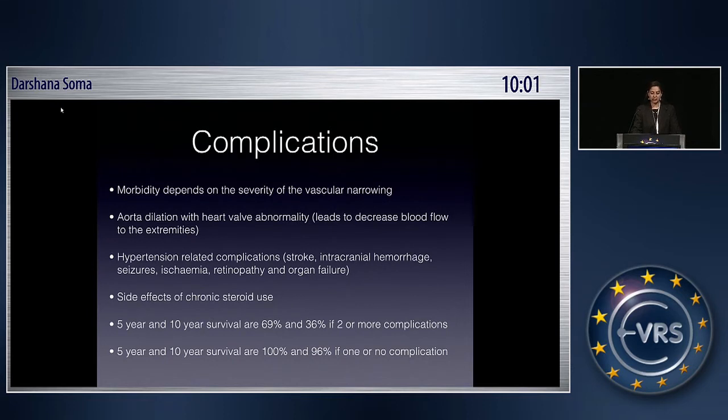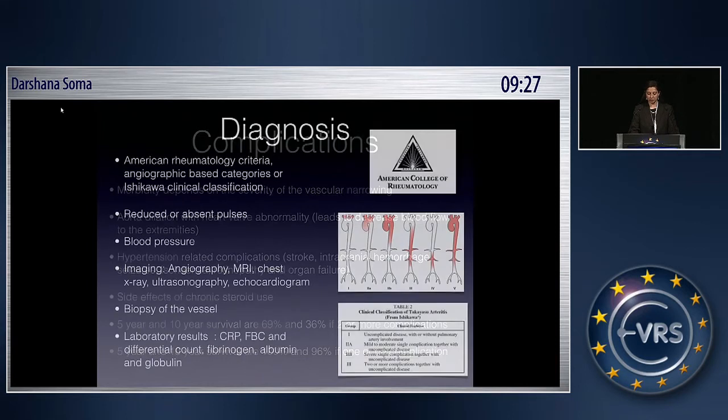The aorta dilation with heart valve abnormality leads to a decrease in blood flow to the extremities. Hypertension-related complications may include a stroke, intracranial hemorrhages, seizures, ischemia, retinopathy, and organ failure. The side effects may also be due to chronic steroid use. The 5-year and 10-year survival rates are 69% and 36% if there are 2 or more complications. The 5-year and 10-year survival rates are 100% and 96% if there is one or no complications.